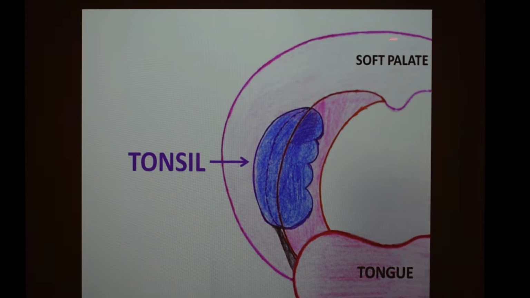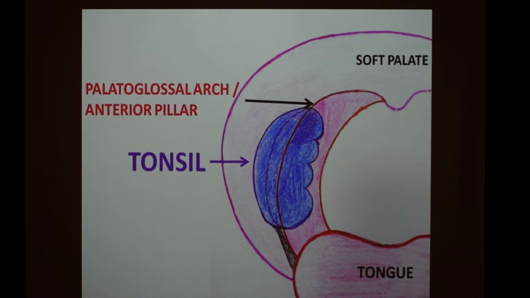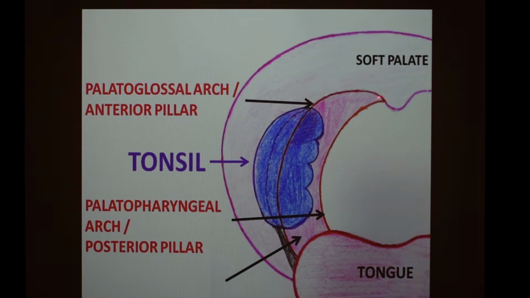This is the upper part, that is the soft palate. On the lower aspect, or you can say medial aspect, there is the tongue, and there are 2 folds within which there is the presence of this tonsil. So the anterior fold, this one, is called the palatoglossal arch or the anterior pillar, and it consists of a muscle, that is the palatoglossus. Similarly, on the posterior aspect we have another fold, that is the palatopharyngeal arch or the posterior pillar, and the muscle present in it is palatopharyngeus.